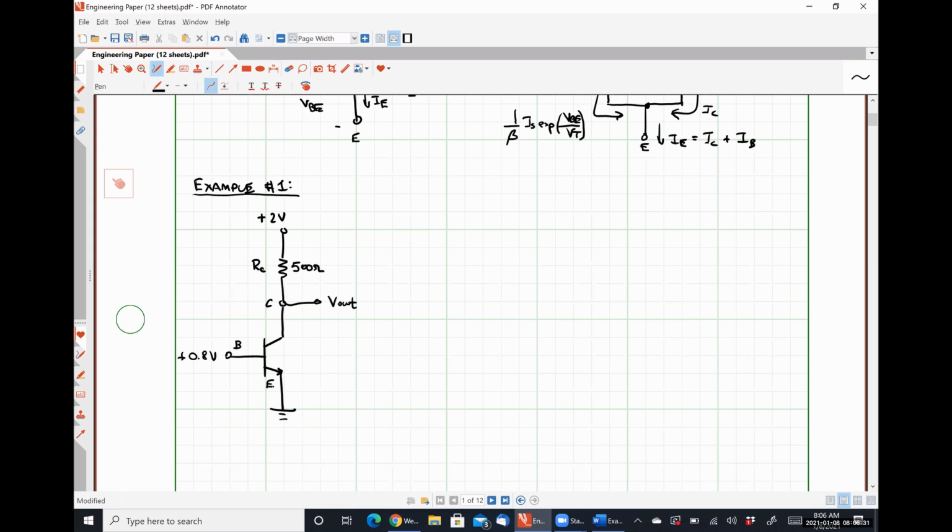And let's talk about what we know. So let's say that IS is equal to 5 times 10 to the minus 17 amperes. Beta is equal to 100. And what we want to find, let me draw these in a different color, is IC, IB, IE, and that voltage V out.